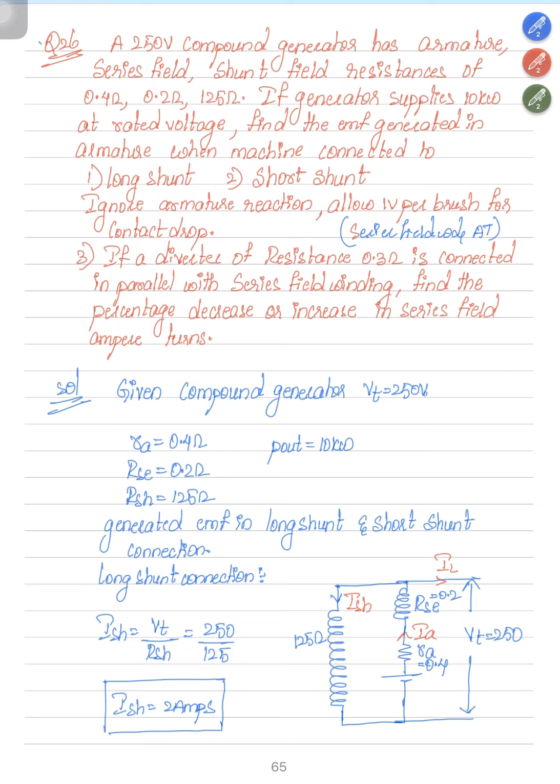Here it is given a compound generator with a terminal voltage of 250 volts, an armature resistance of 0.4 ohm, a series field resistance of 0.2 ohm, and a shunt field resistance of 125 ohm. If the generator supplies 10 kilowatt output power at a rated terminal voltage, what will be the EMF generated when it is connected short shunt and long shunt?